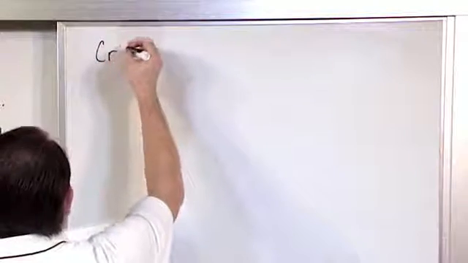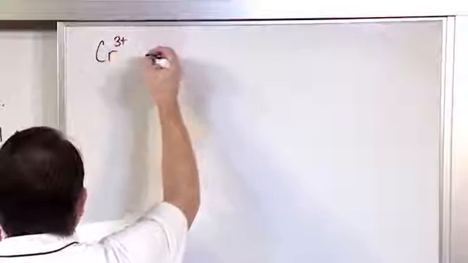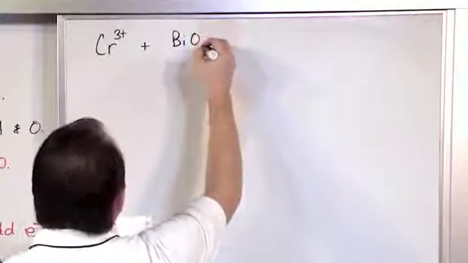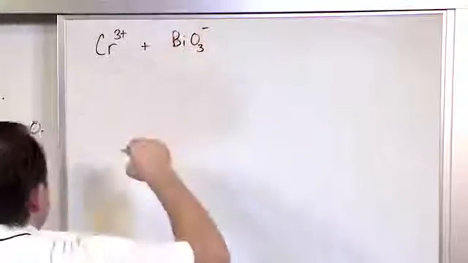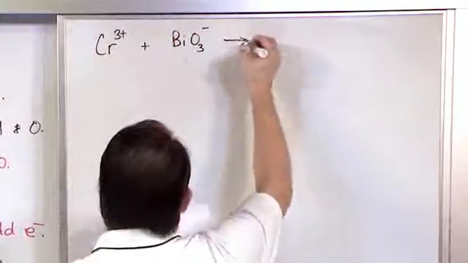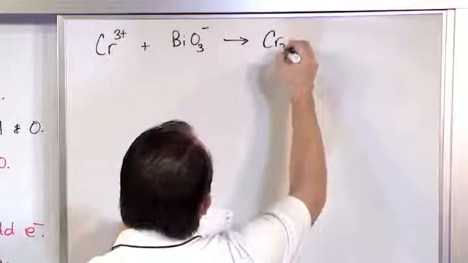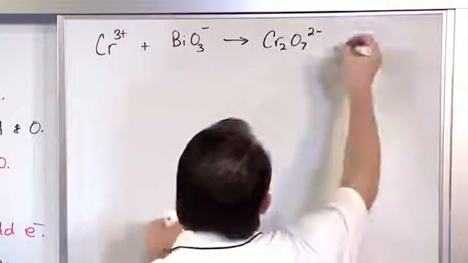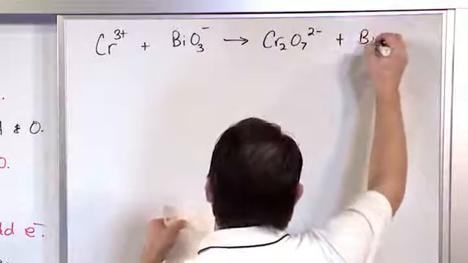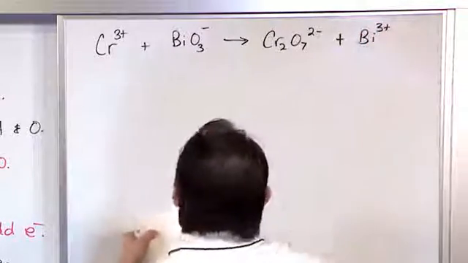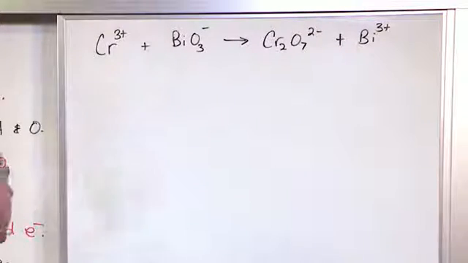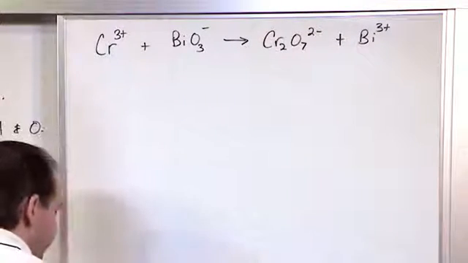Here we have a chromium ion with a charge of +3. Here we have some BiO3. This is an ion that has a -1 charge. And then we have Cr2O7 with a charge of -2. And then we have bismuth with a charge of +3. So that's our reaction.